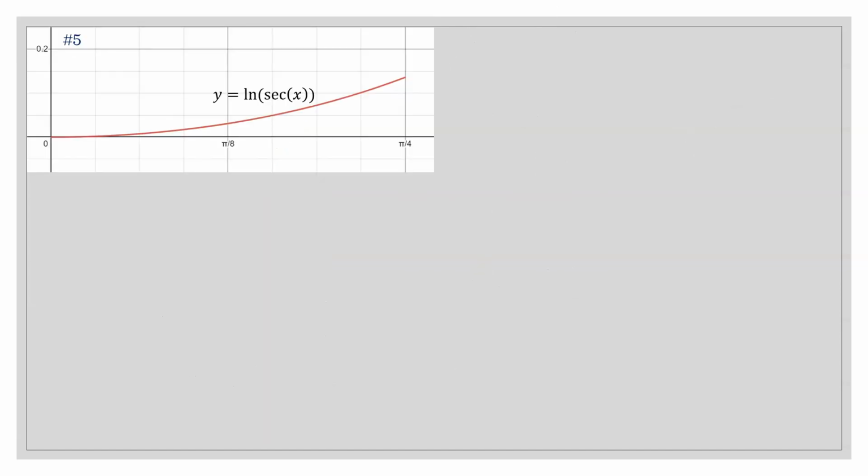Number 5. Okay, number 5 again. The length is integral from 0 to pi over 4, in this case, square root of 1 plus the derivative square dx. Okay, now we want to know what the derivative is.